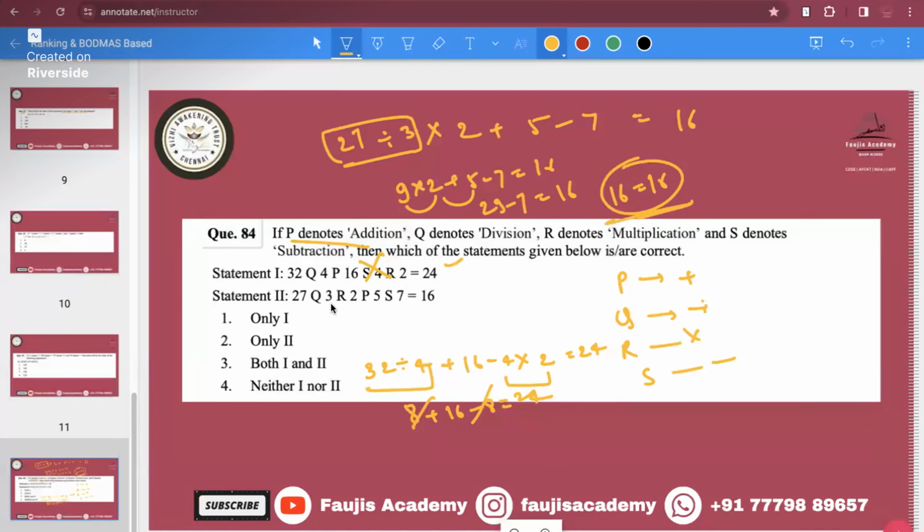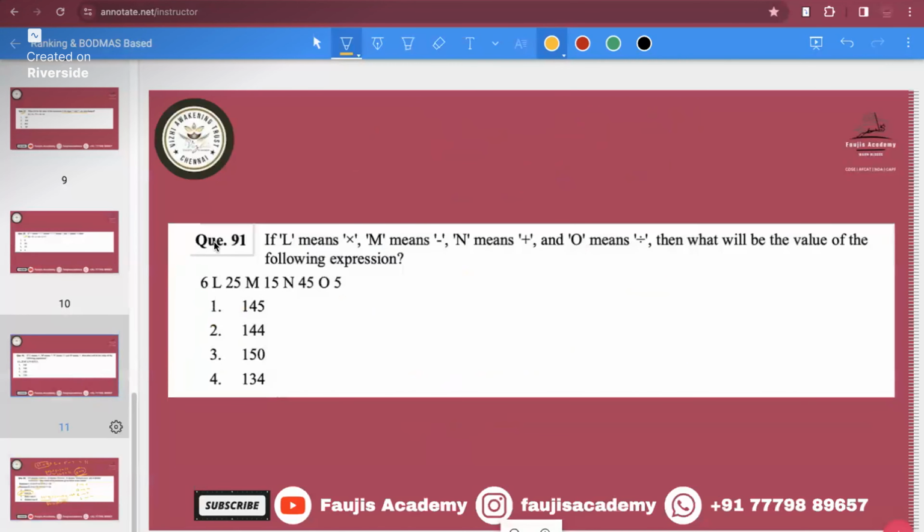So which is your correct statement? Statement number 2 is correct. So which one is correct? Only 2 is your correct answer. Right, guys? So quickly tell me what is the answer for this one. Yes, Muilan, I want the answer from you. And if you answer, we'll wind up the class for today.